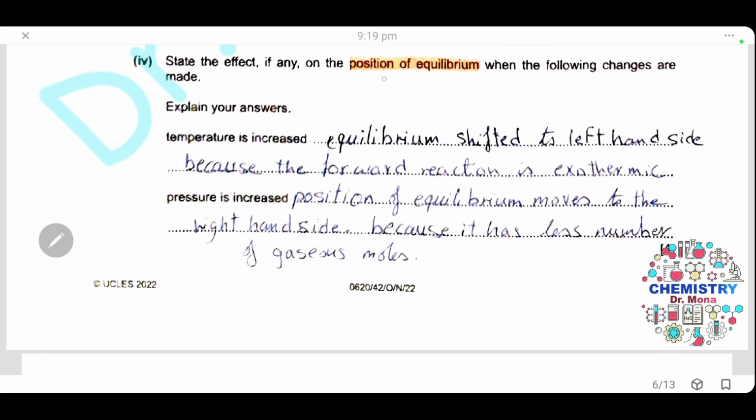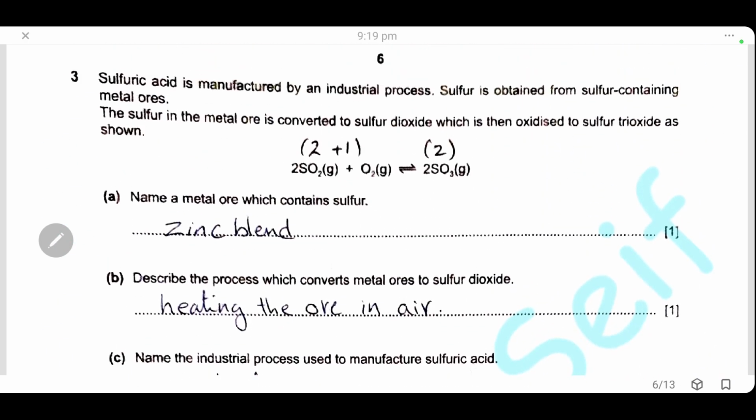State the effect on the position of equilibrium if the pressure is increased. The position of the equilibrium will move to the right-hand side. If we increase the pressure, the position of the equilibrium will be shifted to the right-hand side, to the forward reaction, because this side has fewer moles. As we can see here, we have 2 moles on the right, and on the left side, we have 3 moles. So increasing the pressure will favor the side with fewer moles, which is the right side.